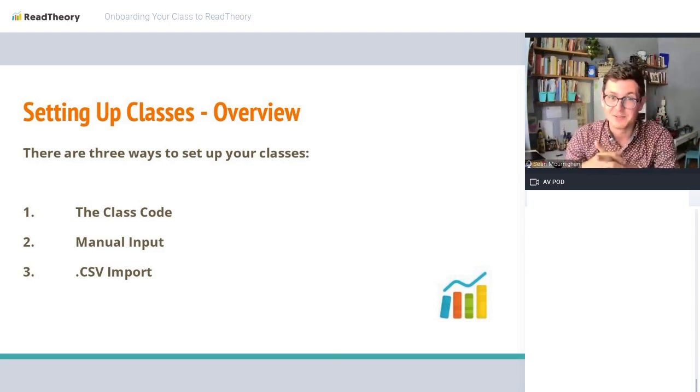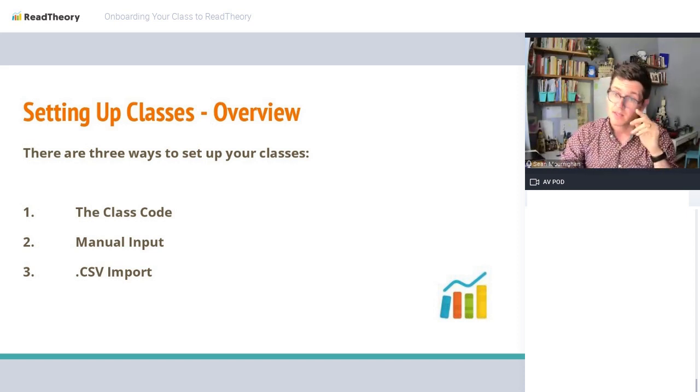There are 3 ways to set up your classes. Number 1, you can use the class code option. Number 2, you can manually input all your students' information. And number 3, you can use the .csv import tool that we have. Each one of these has their own plus and minus, which I'll go over and I'll guide you through so you actually get to see what this looks like when you log in.